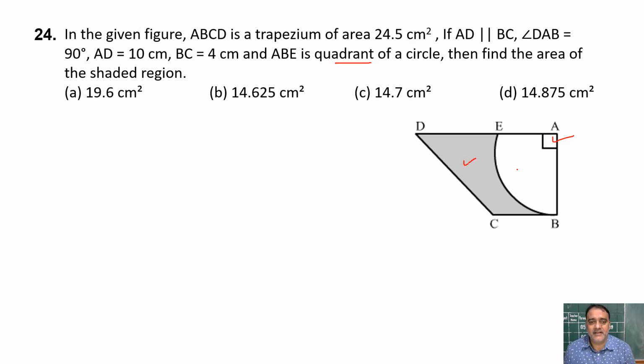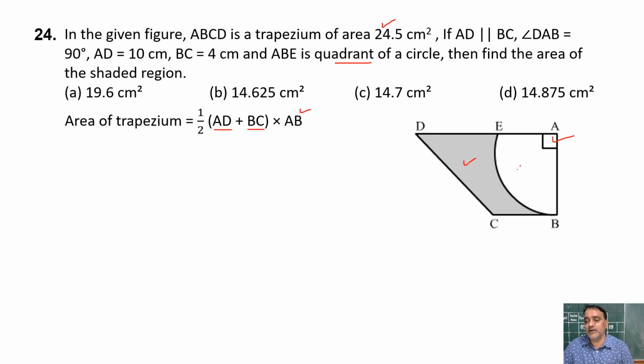Okay, and first we have to start with what is the area of trapezium? Half into A plus B into H, sum of parallel sides into distance between them. That is AD plus BC into AB. This is clear? And the area of trapezium is already given 24.5, and AD is also given, BC is also given, AB we are going to find. AB is also needed because AB is the radius of this quadrant.